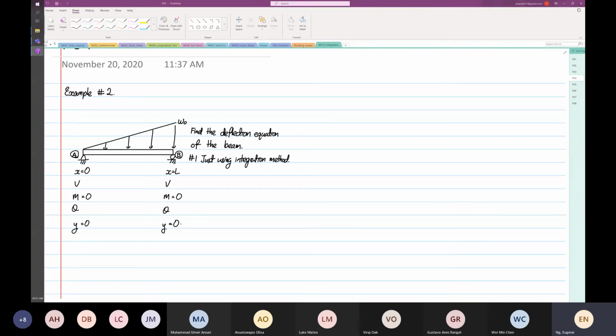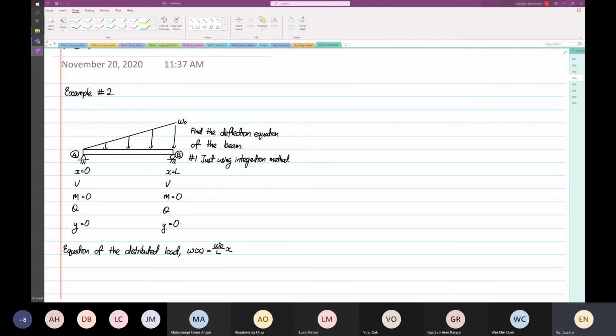So the first thing we have to do, as I said, is find the equation of the distributed load. So it's omega as a function of x. The change in height is omega naught, and the x-axis is L, as a function of x. That's it, positive slope.